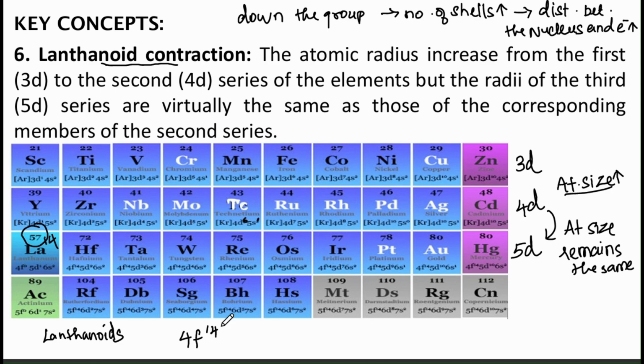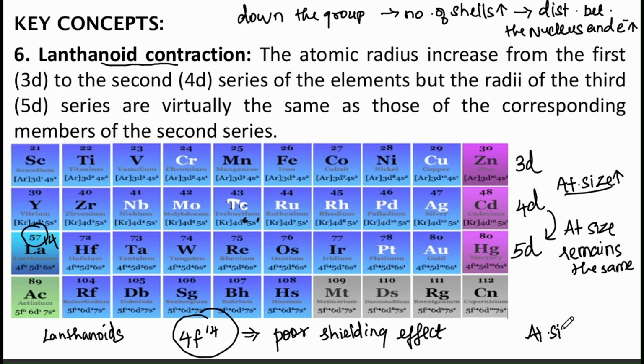So throughout this series there is a fully filled 4f orbital present, and we know that the shielding effect of the f orbital is even poorer than that of the d orbital. So the f orbital exhibits a very poor shielding effect, and because of this, the nuclear charge attracts the outermost electron more inwards, and as a result the atomic size decreases. But we saw that down the group the atomic size should increase.